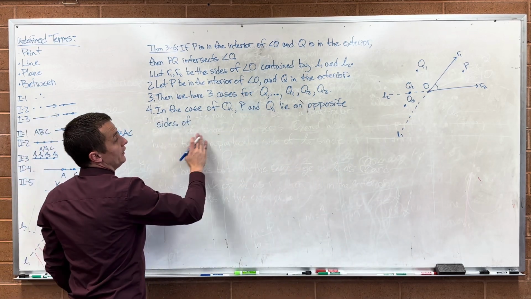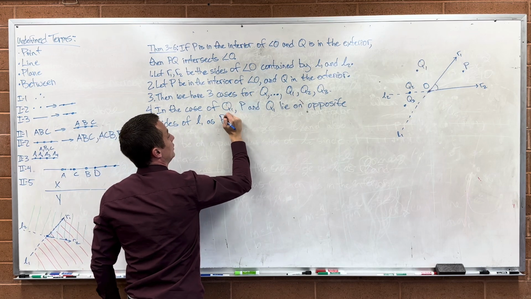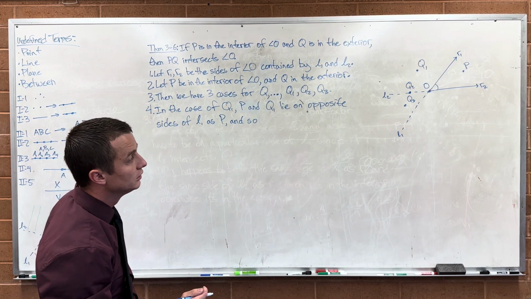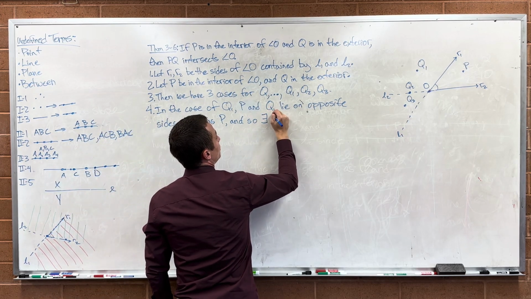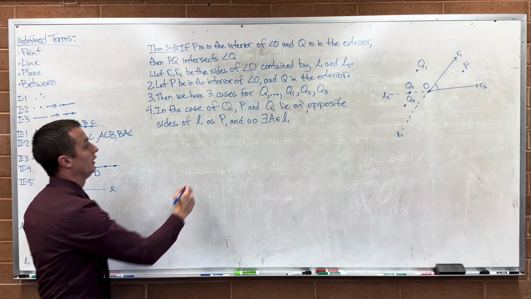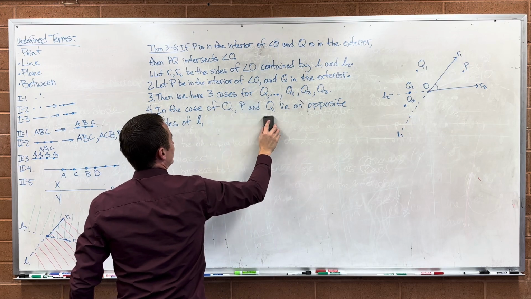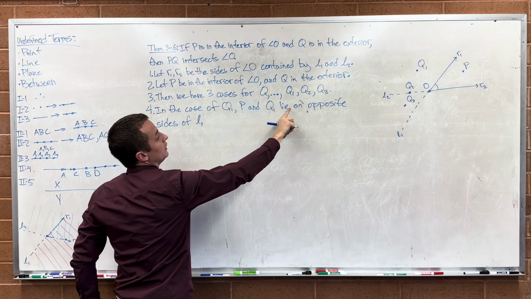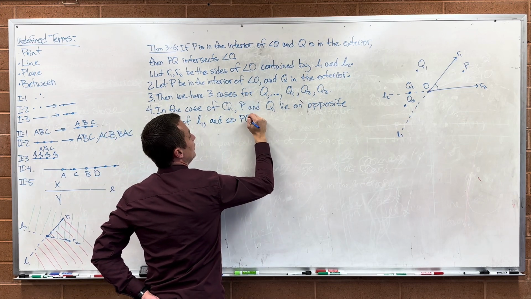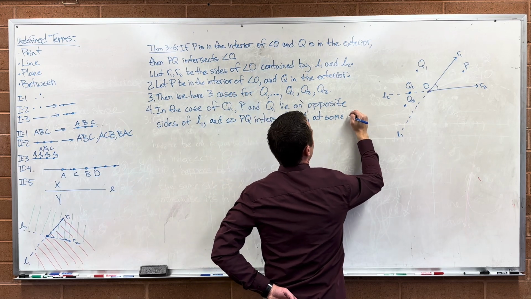Okay. So, in the case of Q1, P and Q1 lie on opposite sides of L1, and so what letter should we use for our intersection point? A. And so PQ1 intersects L1 at some point. You care what we call the point?